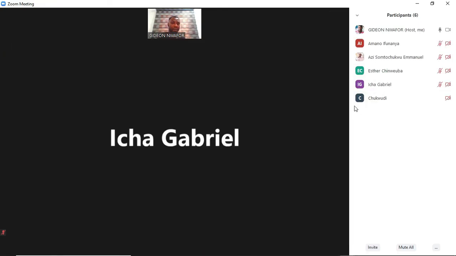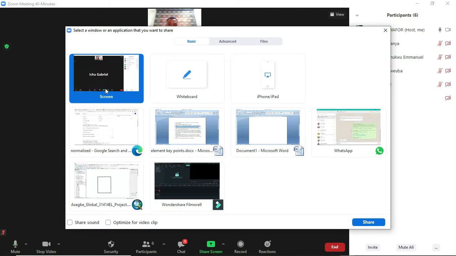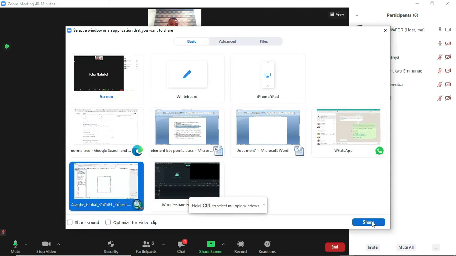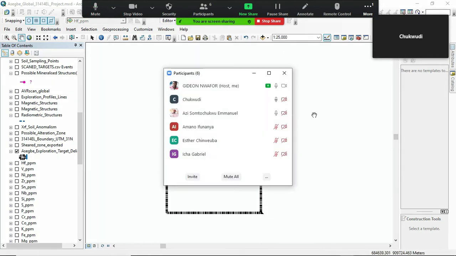Very simple step to recognizing alteration. And I'm going to be sharing my screen to show you some of the active work we are doing based on this. Can you all see my screen now? Can you see my screen? Yes, sir, we can. Okay.